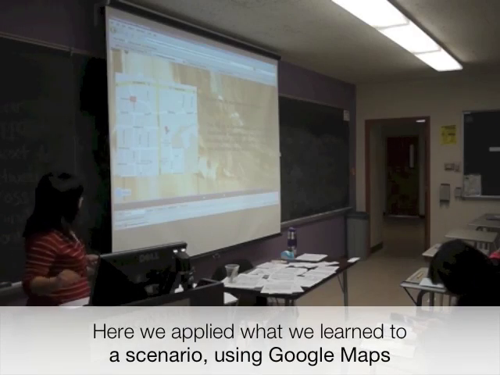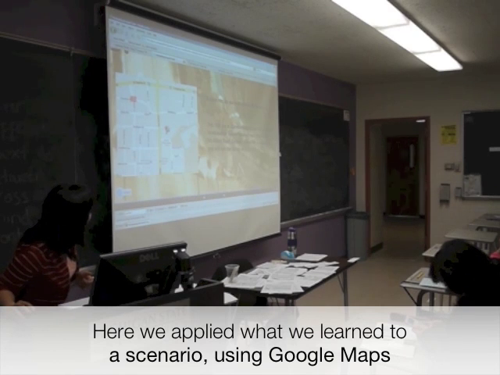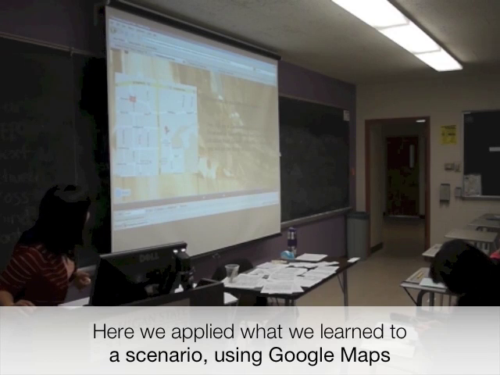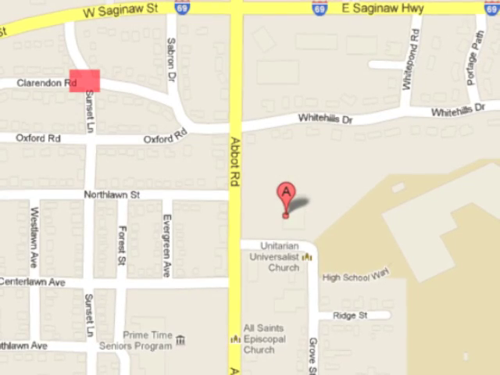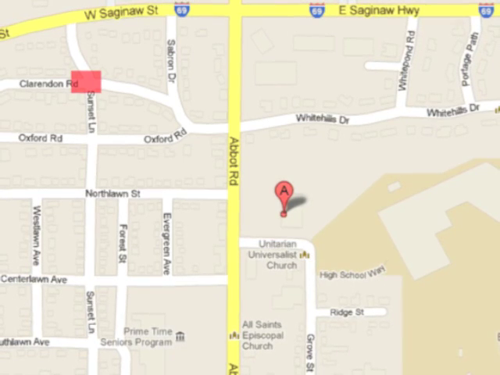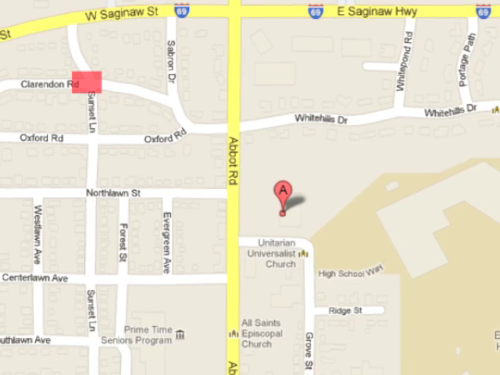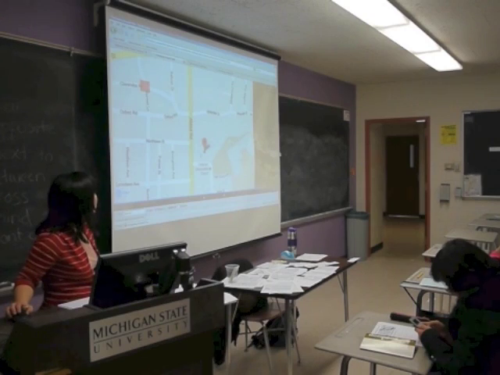Then we practice using these words by looking at different scenarios. So here, point A, this is the East Lansing Library. So let's say that we are here at the corner. For example, students had to give directions on how to get from the corner of Clarendon Road and Sunset Lane to point A, which is East Lansing Library. How do I get to the library from here?